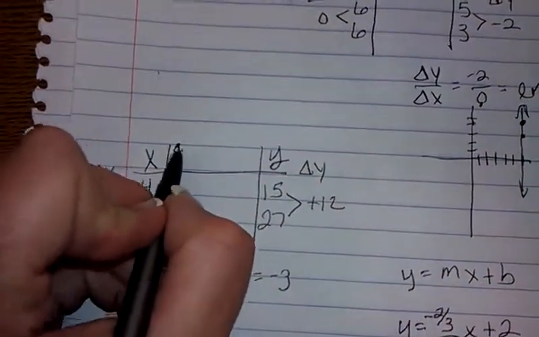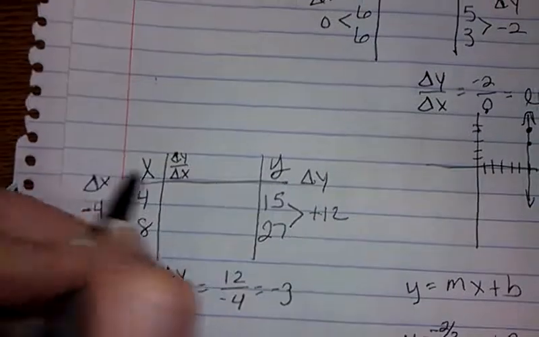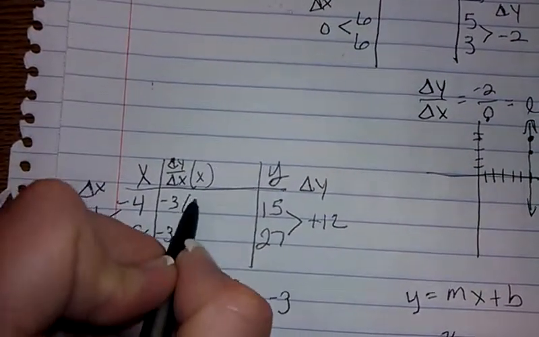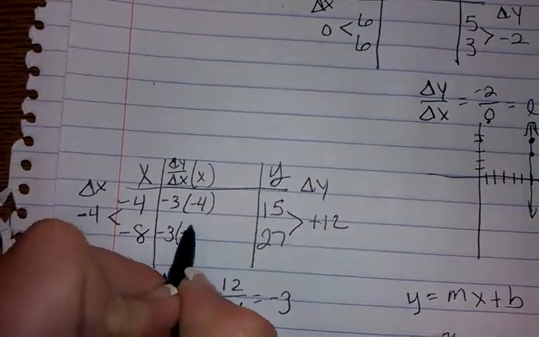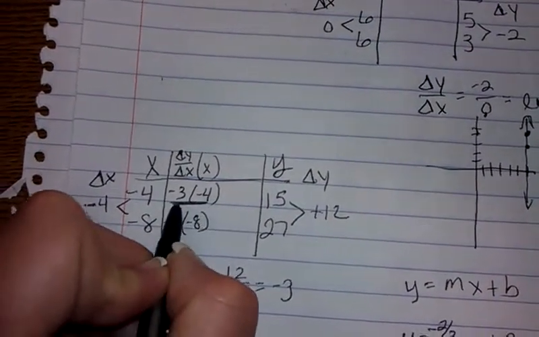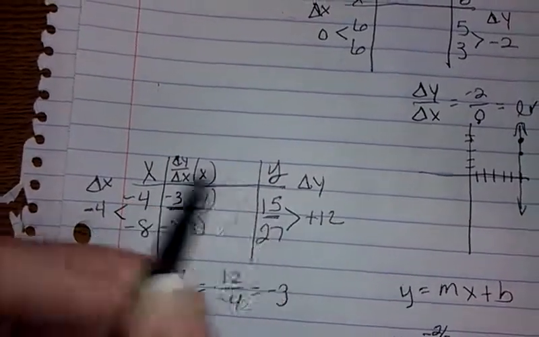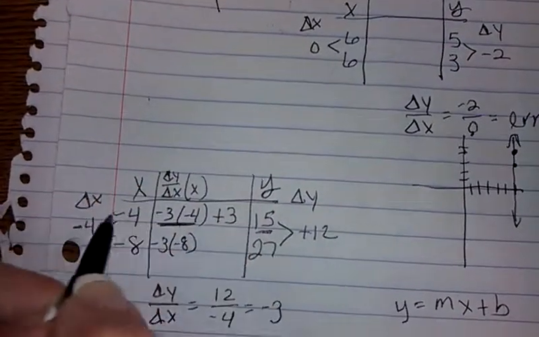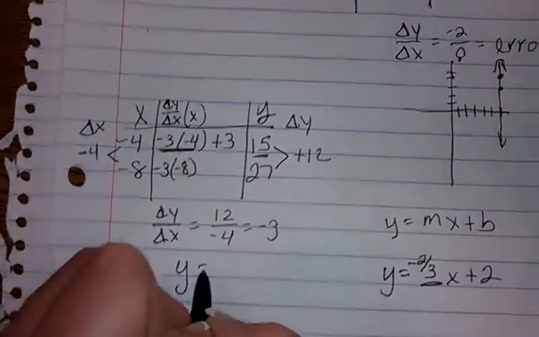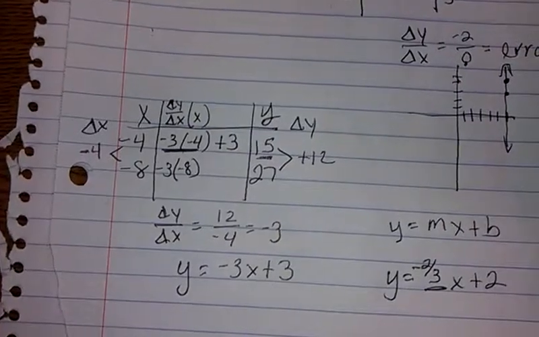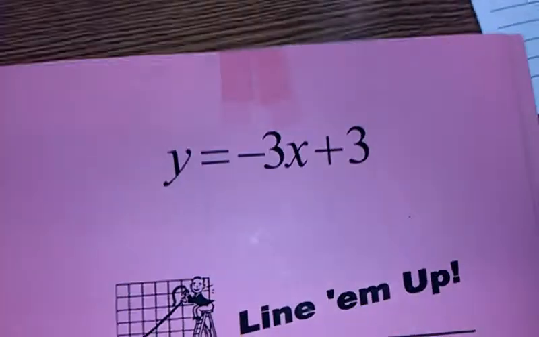Remember, it goes here first. So I have negative 3, then you put the x, multiply these two together, which is a positive 12. What do you have to do to 12 to get to 15? Add 3. I have y equals negative 3x plus 3 as my equation. So if I go and find the card that has that, there it is.